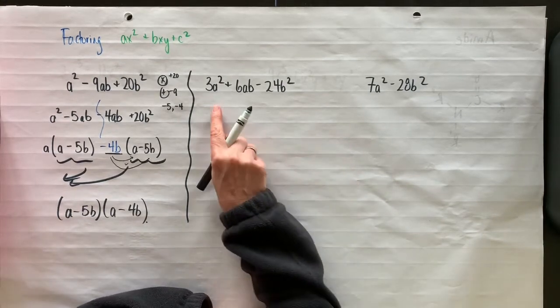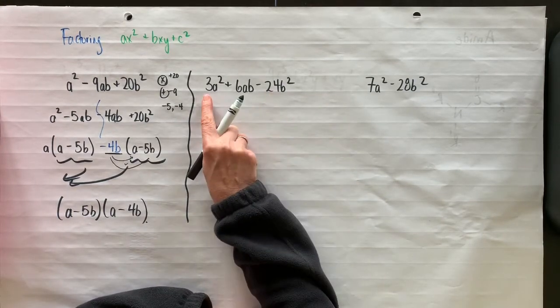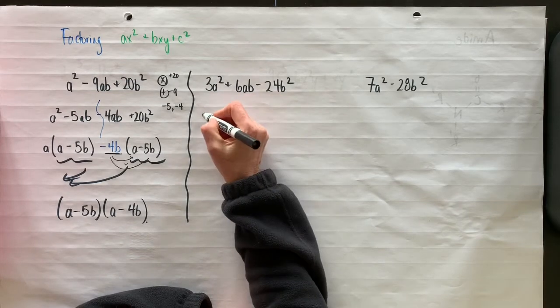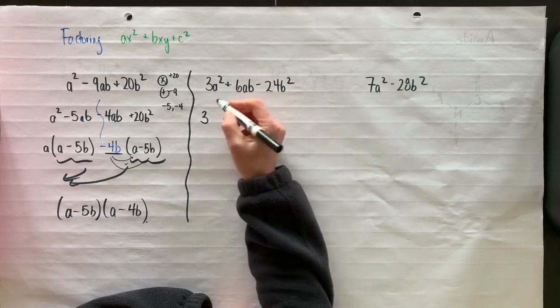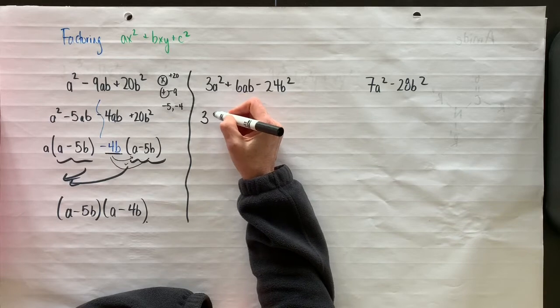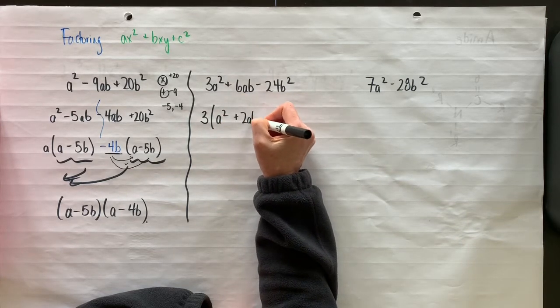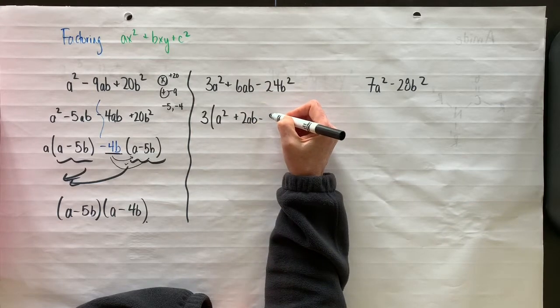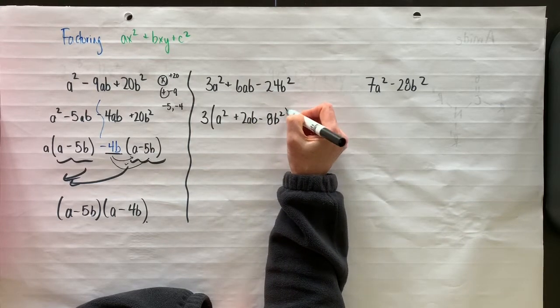Again, following my rules, I'm always making sure, can I pull a common factor out? 3, 6, and 24 have a common factor, so I can pull a factor of 3 out in front. I'm left with a squared plus 2ab minus 8b squared.